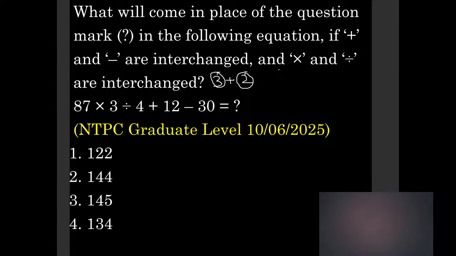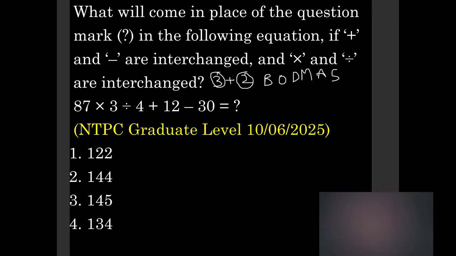Here we should just interchange the symbols. First, you should know the BODMAS rule. Based on the BODMAS rule, we will be solving this one. BODMAS means first Brackets, O means Of, D means Division, M is Multiplication, A is Addition, and S is Subtraction. So based on all these symbols, we will be calculating.